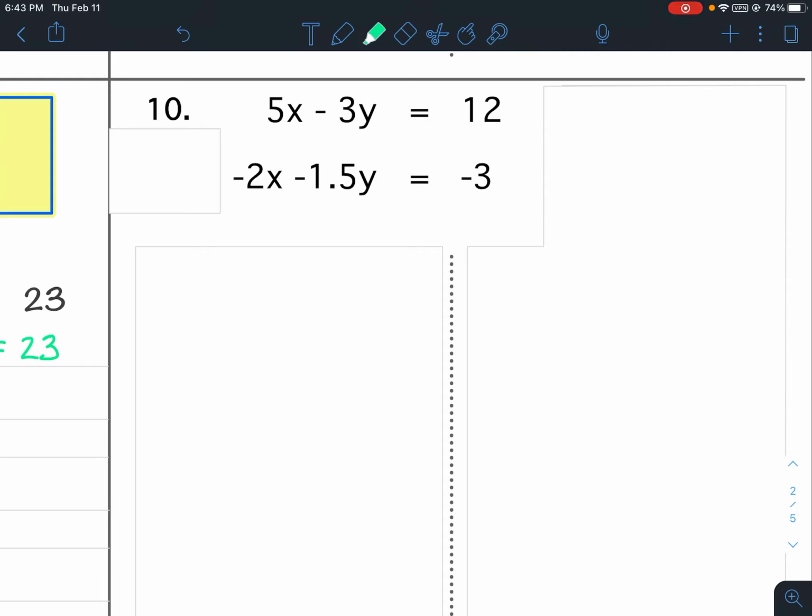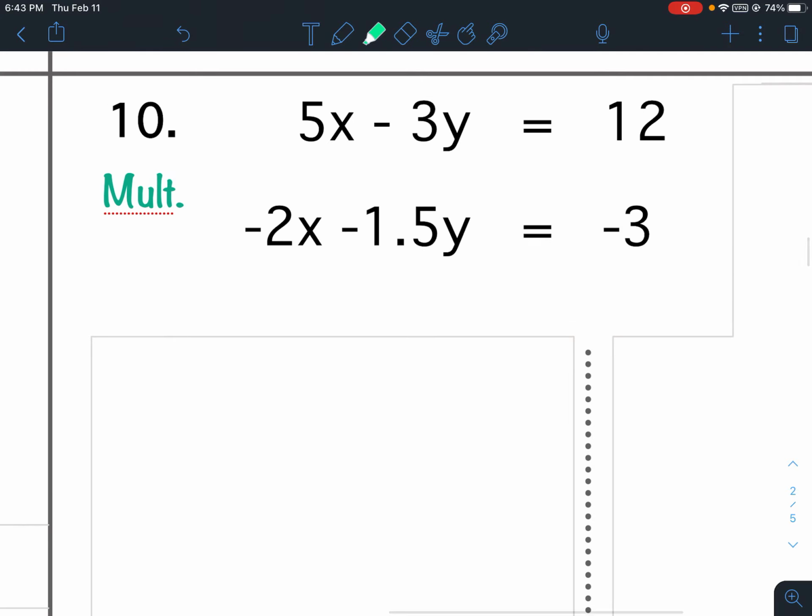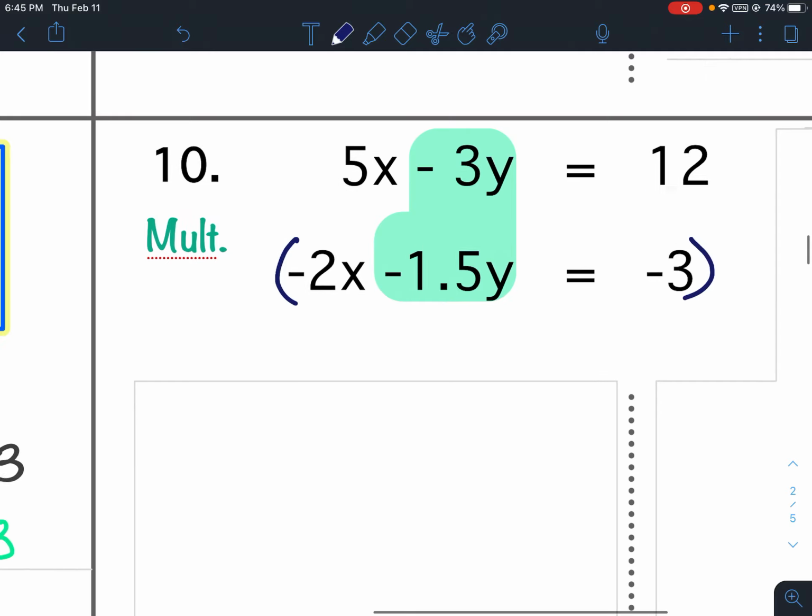Do I have multiples? I actually do. Sometimes people don't realize it, but we do have multiples. 5 is not a multiple of 2, but 3 is a multiple of 1.5. So I have multiples right here. When you have multiples, you multiply the term with the smaller number, or the equation with the smaller term. So negative 3 is with the larger term, and negative 1.5 is the smaller term. So I will be multiplying the bottom equation.